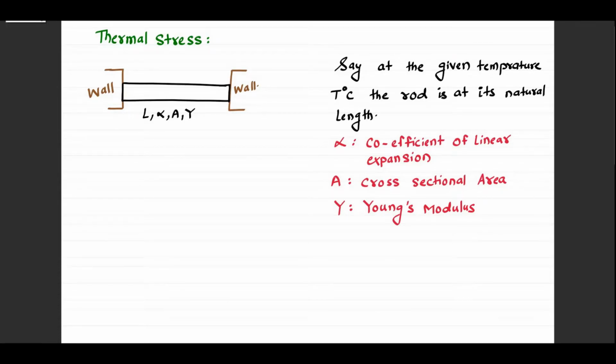Hello everyone. We will now talk about thermal stress. Now consider this setup, and consider this to be a horizontal setup. The rod at T degree Celsius is at its natural length L. So since it is at its natural length, at this time the strain is 0. The strain right now is 0.